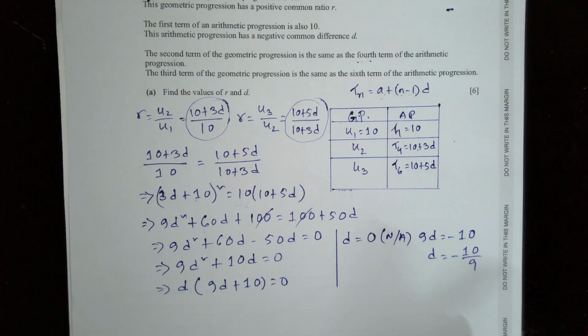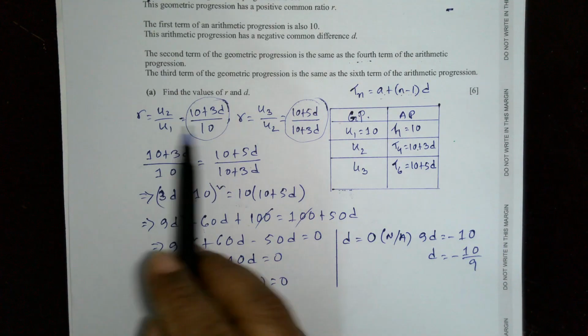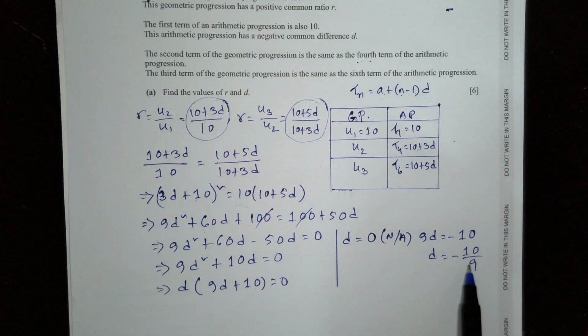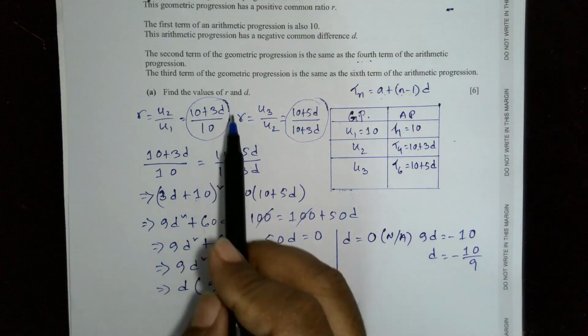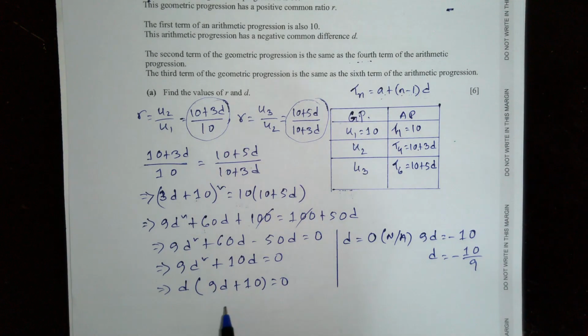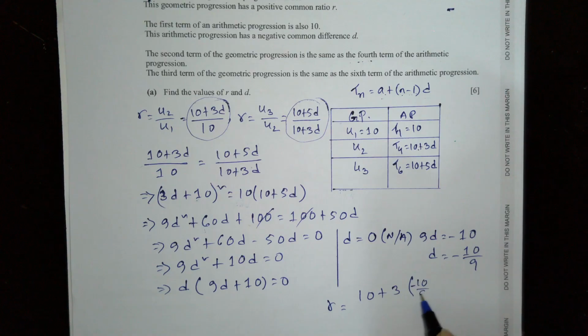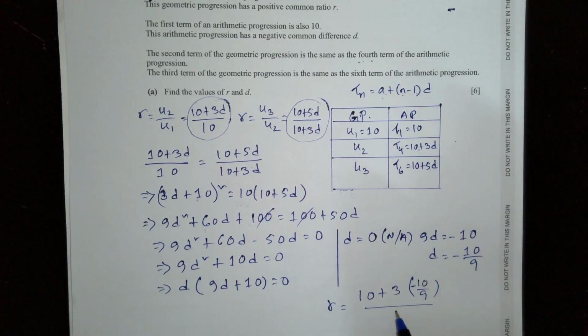Now r has been written in terms of d. Since we have found the value of d, we can use it here. So r is (10 plus 3 times minus 10 over 9) divided by 10. 3 and 3 get crossed out, right?